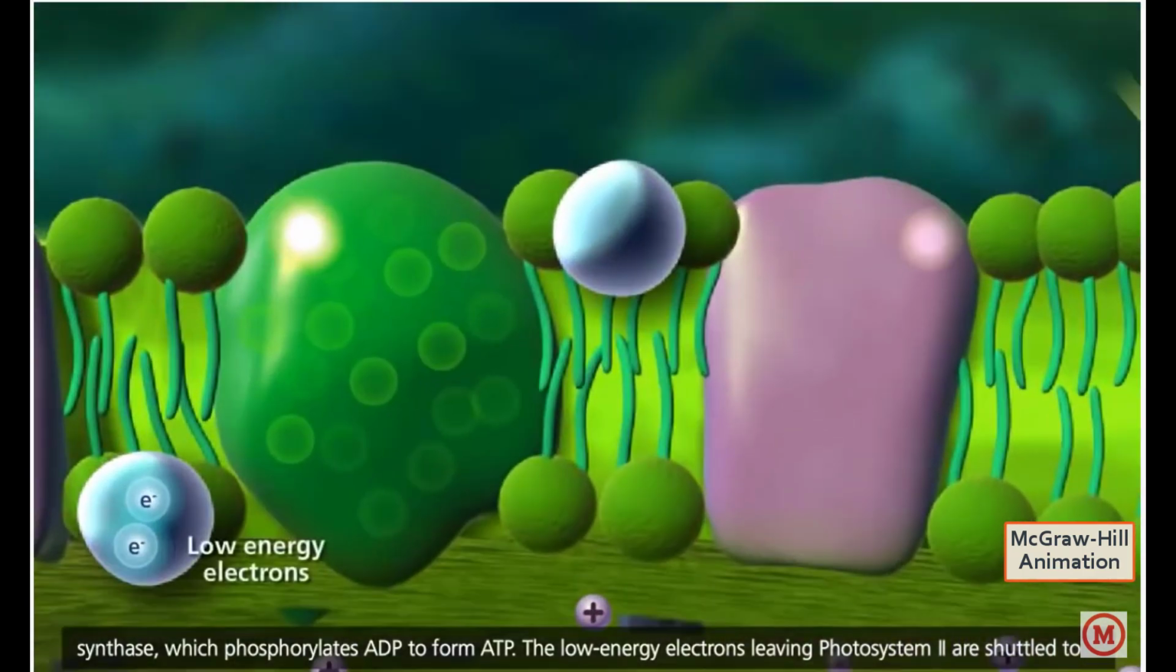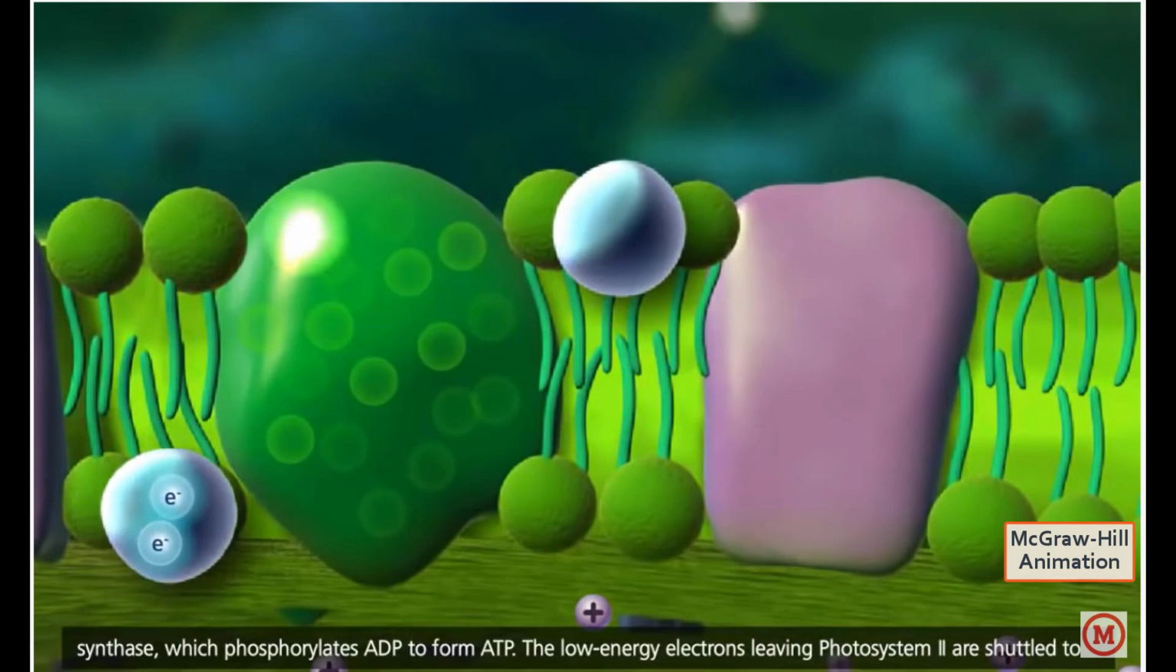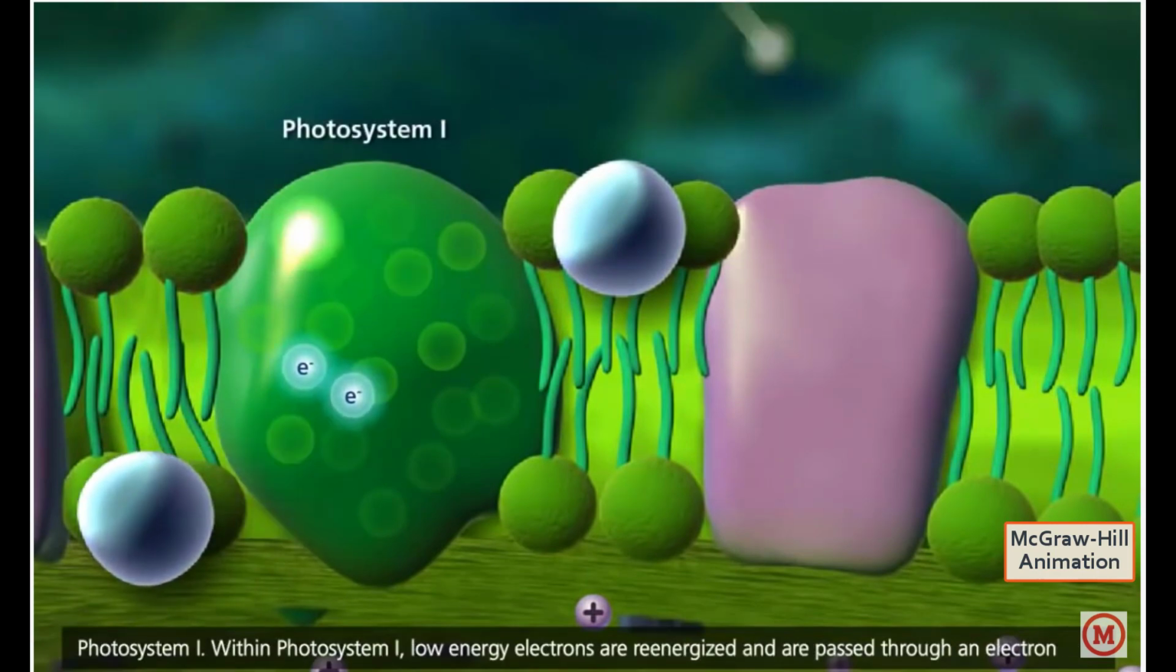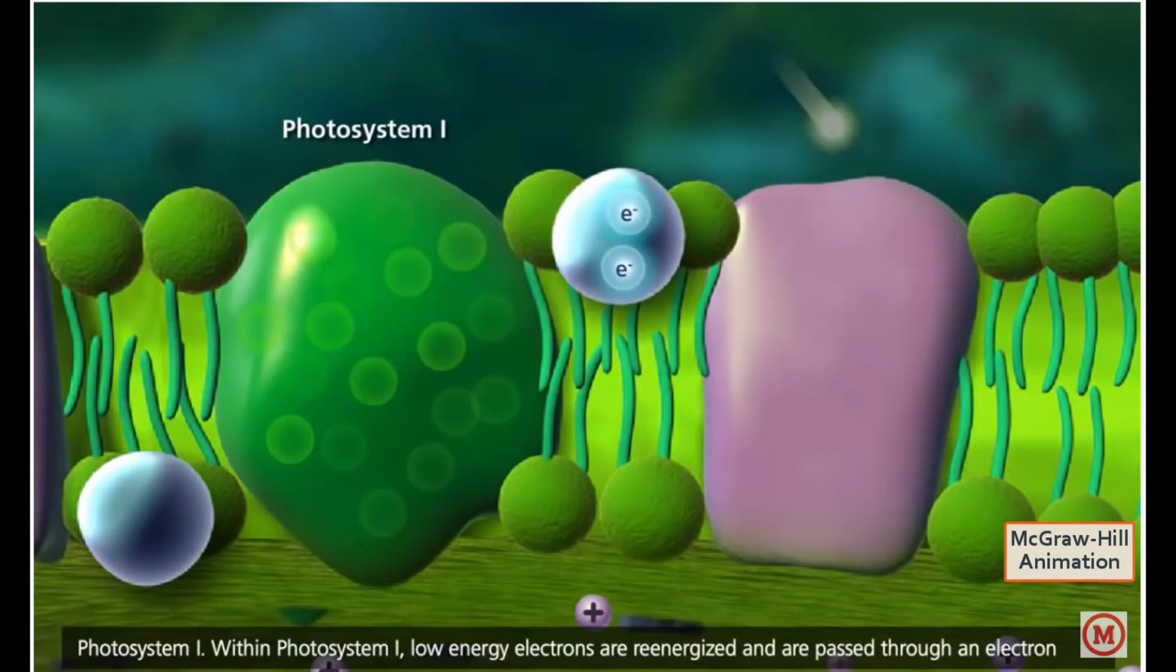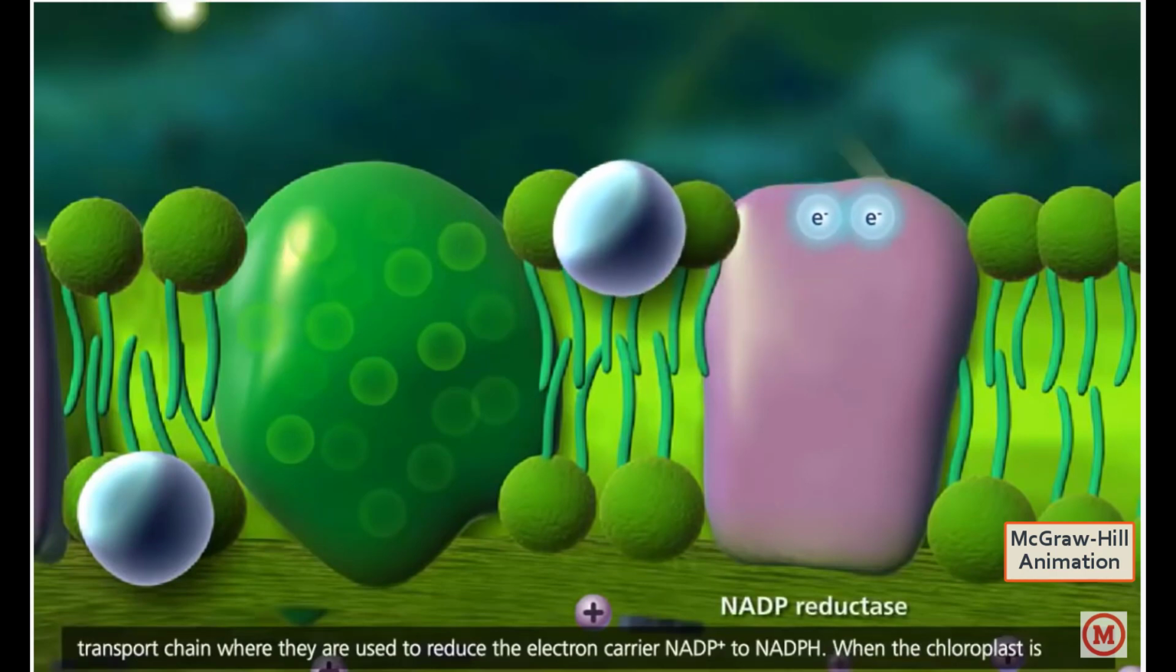The low-energy electrons leaving photosystem 2 are shuttled to photosystem 1. Within photosystem 1, low-energy electrons are re-energized and are passed through an electron transport chain where they are used to reduce the electron carrier NADP+ to NADPH.